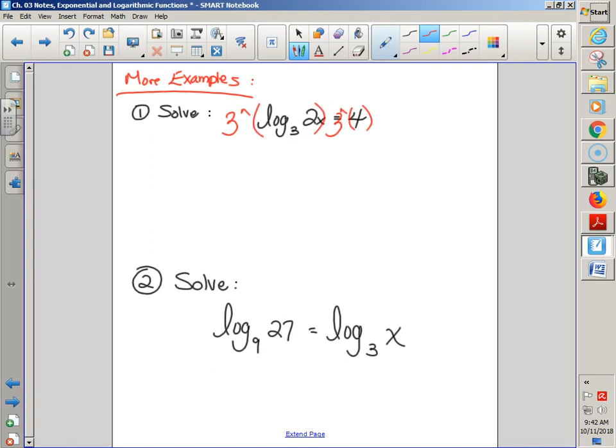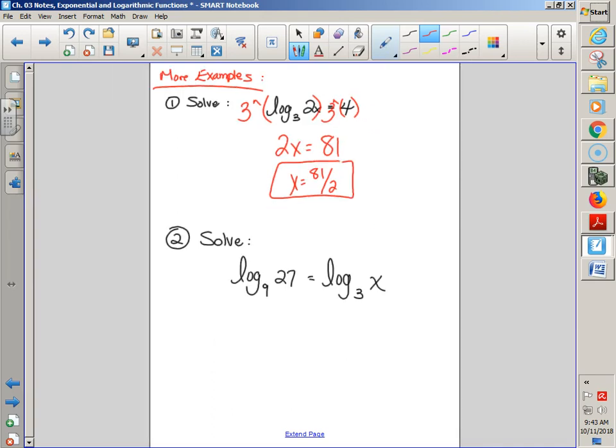What happens to 3 to the log base 3? Everything's gone but 2x. Everything's undone. And what's 3 to the 4th? You guys are spiffy and can say that's 81, right? 3 squared is 9, 9 squared is 81. What's x? 81 over 2. Well, that's not bad.